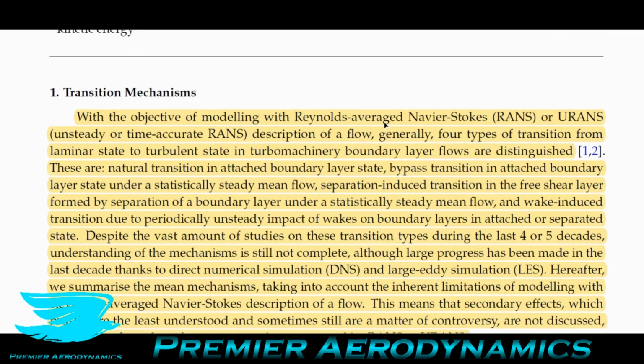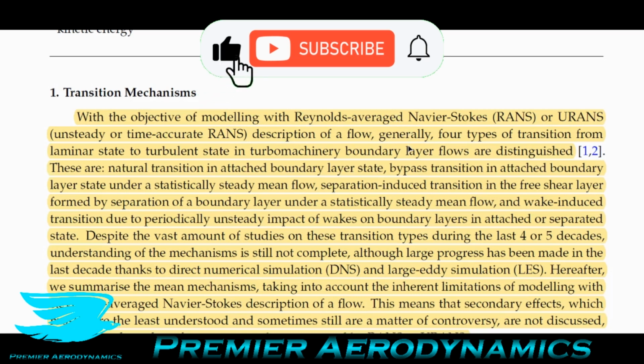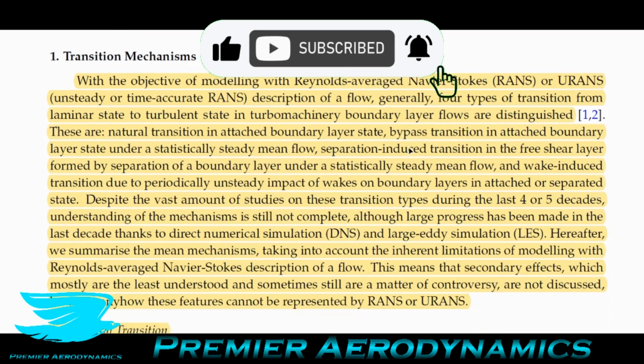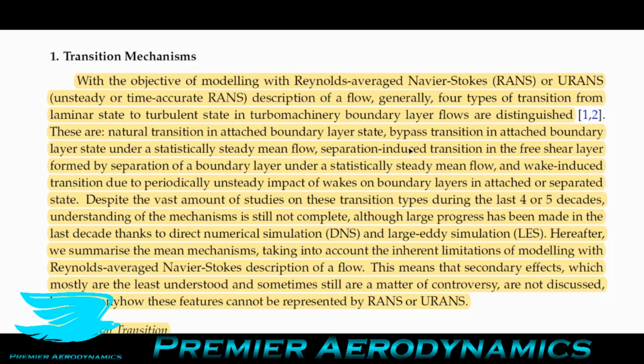With the objective of modeling Reynolds-averaged Navier-Stokes, or RANS or URANS, descriptions of a flow, generally four types of transitions from laminar states to turbulent states in turbomachinery boundary layer flows are distinguished. This is generally similar to the flat plate situation as well. A turbomachinery environment is very similar to general aerodynamics. There are some peculiarities which we'll go through, but most of this is very applicable to all flows.